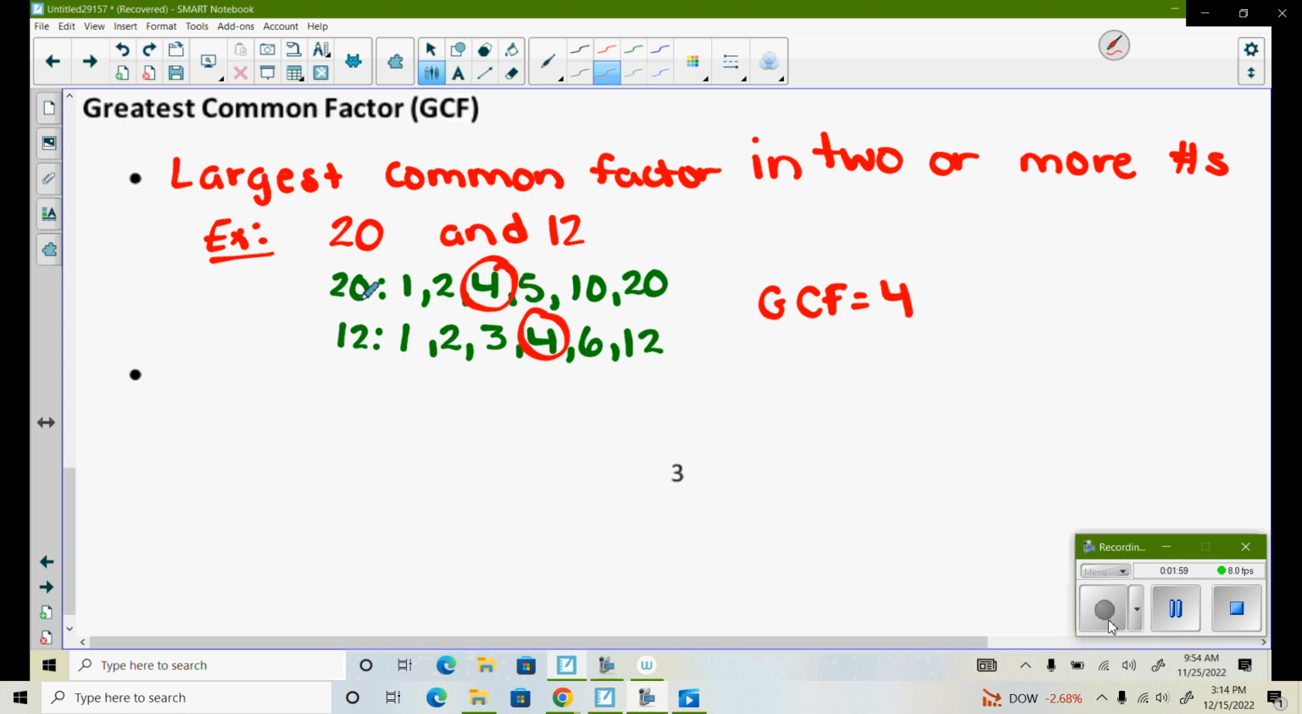However, sometimes we're going to get really large numbers and you're not going to want to write out all their possible factors. So there has to be an easier way to do these types of problems. We can figure out the greatest common factor of larger numbers, or even of just 20 and 12, by using our method of prime factorization, or what we call our hockey stick method. So this is what we're going to mainly focus on.